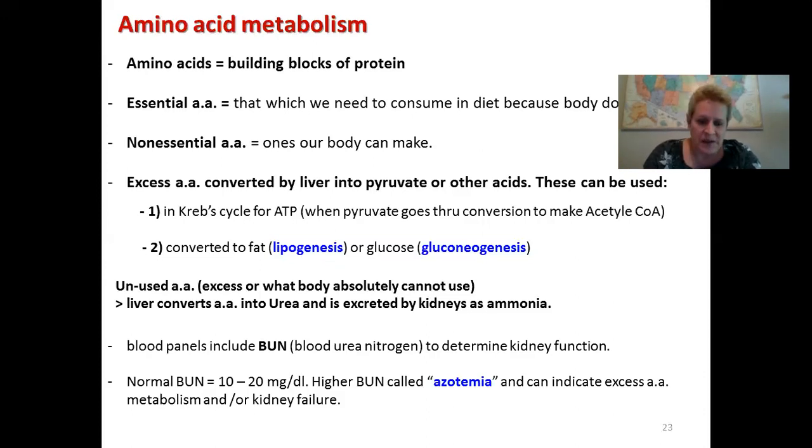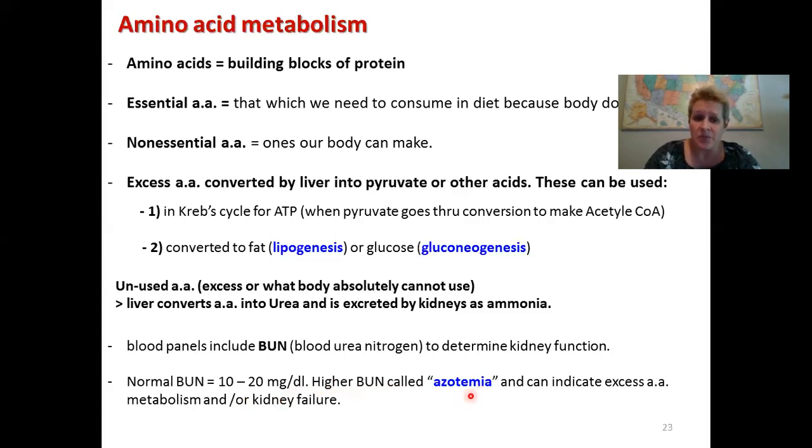So here we have blood panels. Most typical blood panels look for cholesterol, fatty acids, triglycerides, glucose. They also look for blood urea nitrogen. That is a byproduct of amino acid metabolism by the liver. And so that urea is in the bloodstream. Now, the normal BUN is supposed to be 10 to 20 micrograms per deciliter. If you have high blood urea nitrogen, that is usually indicative of kidney failure. That's called azotemia. That means your kidneys aren't clearing the urea from your blood.